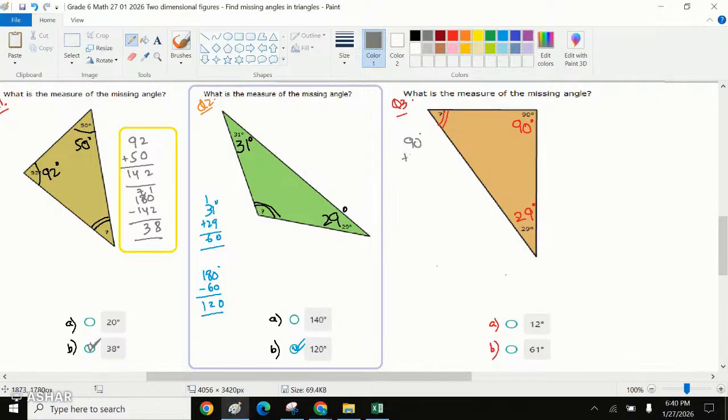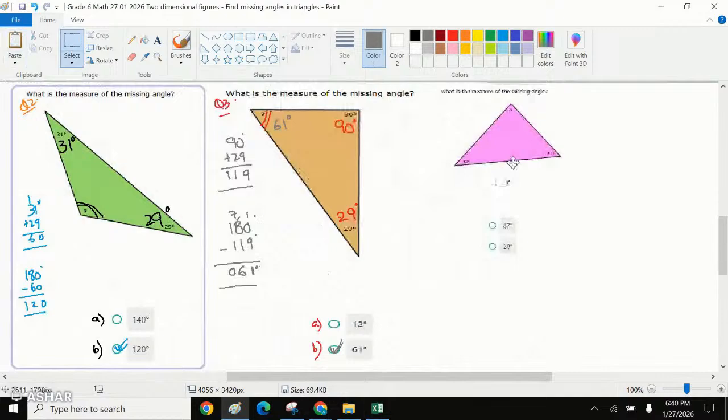90 plus 29 would be 0 plus 9 is 9. 9 plus 2 is 11, right? 119. So 180 minus 119. This becomes 7. We carry a 1. 10 minus 9 is 1. 7 minus 1 is 6. And this was 0. 61. Yes, option B is the correct answer. Okay, thank you.